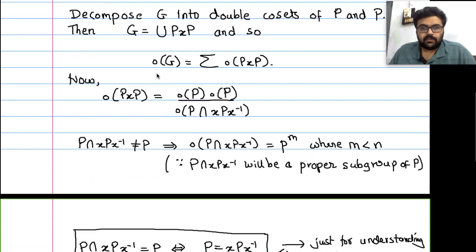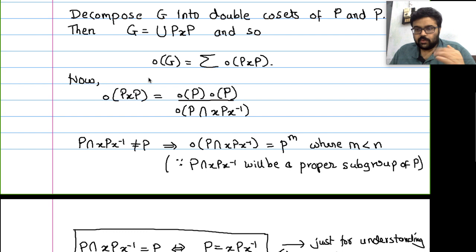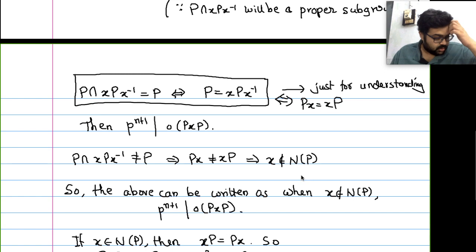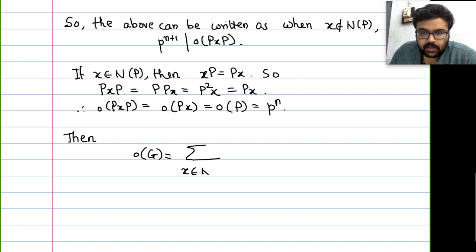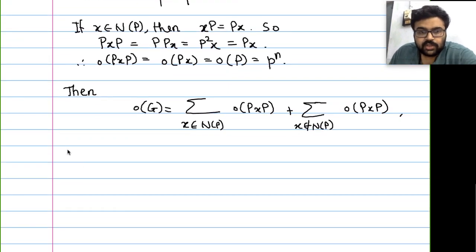So the order of G here we have written like this. So this can now be divided into two parts. The order of G is over all those x, where x does not belong to N(P), and x belongs to N(P), right? So two sums we can write. So then the order of G equals, we can write, x belongs to N(P), order of PxP, plus summation x not in N(P), order of PxP, where the sum is taken over one x in each equivalence class.